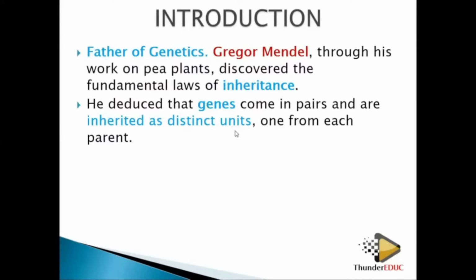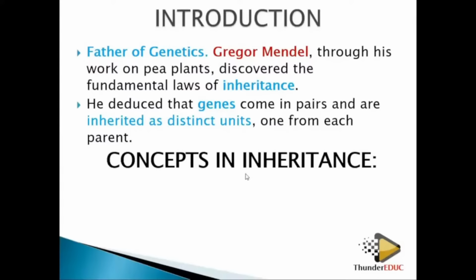It means that one character is not interfering with another character during inheritance. Each character is inherited differently, one from the father and one from the mother. It means that each parent is supposed to give one part of the character. Remember, there are supposed to be two, so the first part comes from the father, the second part comes from the mother. That's what he is saying. So let's look at some of the concepts of inheritance, meaning the terminologies.